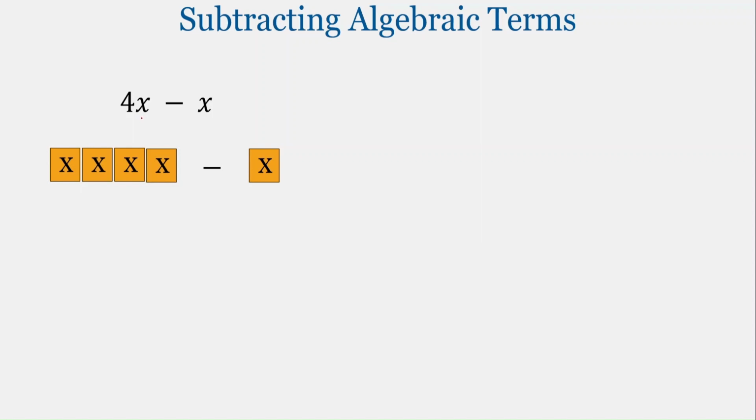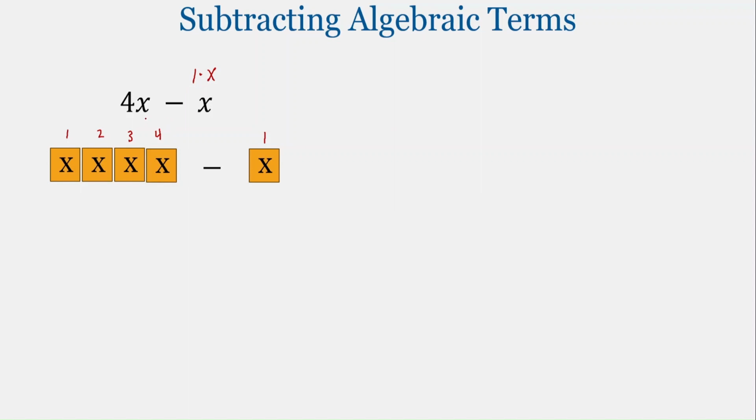So 4x can be represented by 4x boxes. We have 1, 2, 3, 4 boxes that represent x. And then we have the minus x, and that can be represented with 1 box for x. Again, when we have this variable x and there's no coefficient in front of it, it means we have 1 times x. The coefficient is 1.